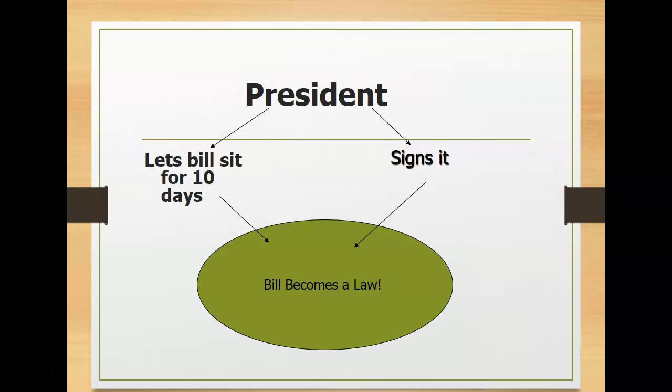All right, so again, two ways a bill can become a law is if the president lets the bill sit for 10 days, or if the president signs it, at which point that bill is now law. That law is now going to be enforced. And again, if you're following my template, you'll see it right there at the bottom, or you'll see it right there about mid-page of the graph I gave you.